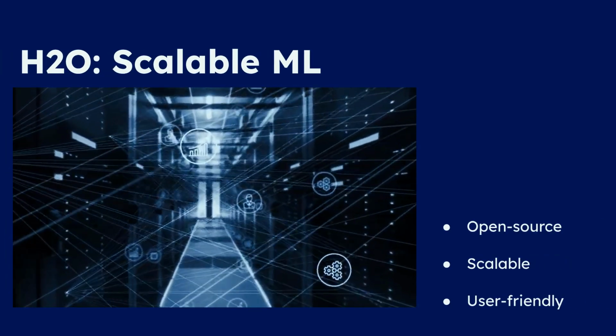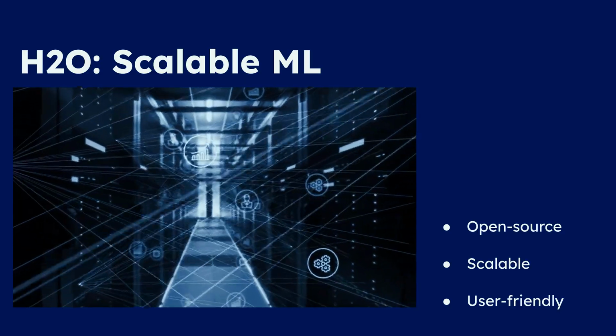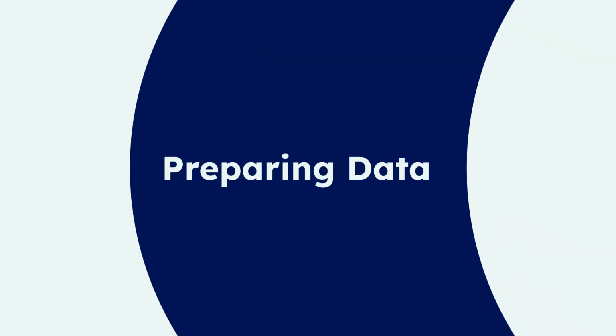H2O is an open-source distributed machine learning platform. It's fast, scalable, and supports deep learning with user-friendly tools. Getting started is easy. Install with pip install h2o, then initialize your environment with h2o.init. Before training, we need to prepare and structure our data correctly for H2O.